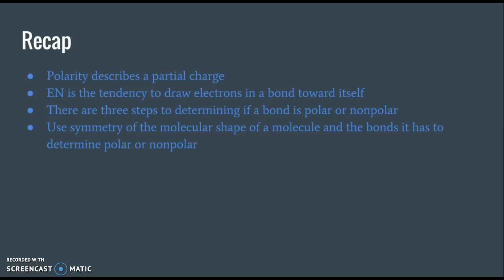There are 3 steps determining if a bond is polar or nonpolar. The first step is to find the electronegativities. Then you'll subtract the 2 and determine if it's polar or nonpolar based on the difference. If the difference is above 0.5, it's going to be polar. If it's below, it's going to be nonpolar.